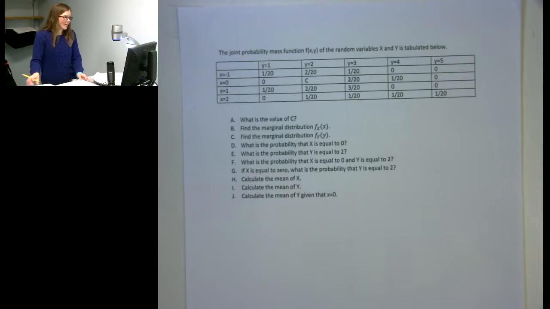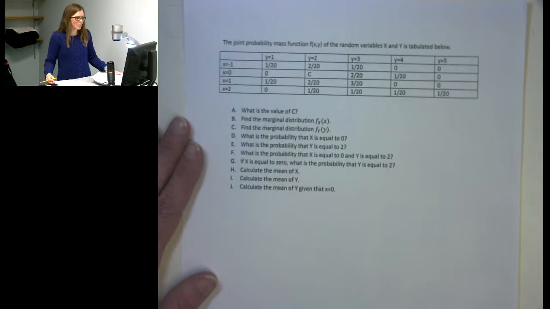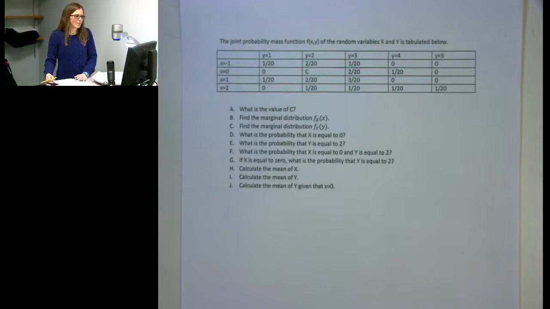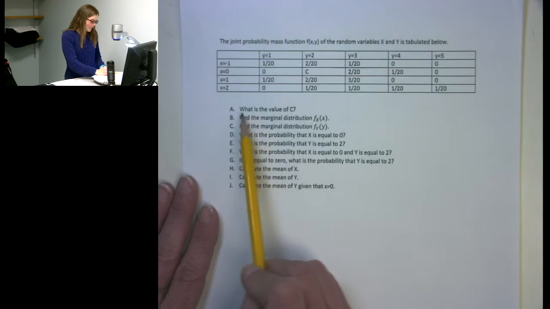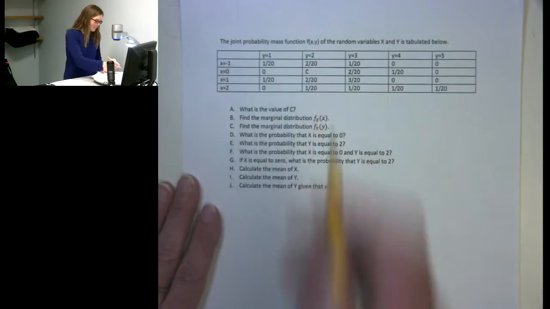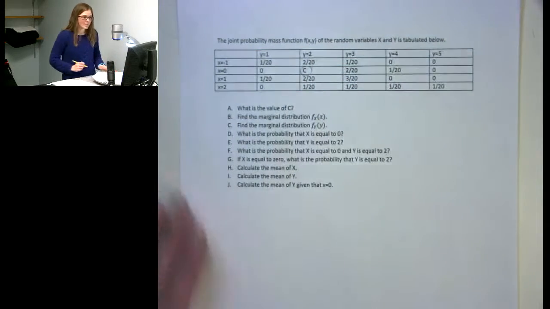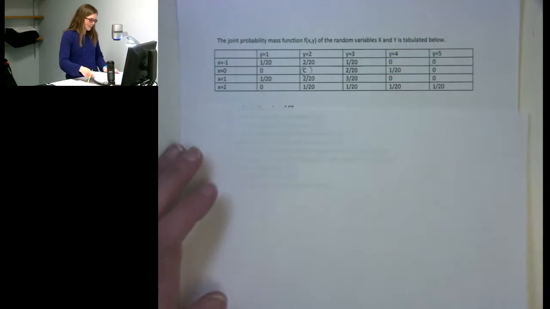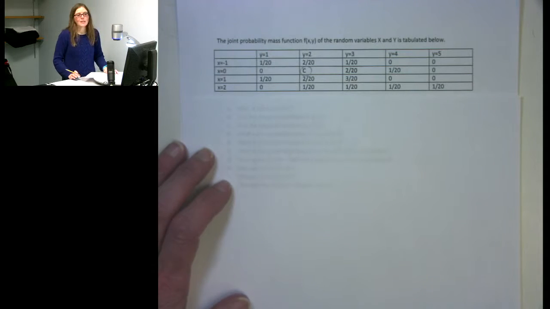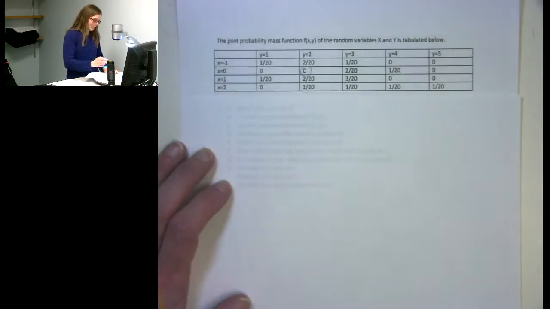So first of all, I'm going to work with this joint probability mass function, f of x,y, for the random variables x and y. It's tabulated below. And the first thing I need to do is figure out the value of c in this table. Now, remember that a joint probability mass function, just like any other probability mass function, has to have all the probabilities summed to 1. So to answer part A, what I really need to do is figure out the value of c that will make the probabilities in this table all sum to 1.